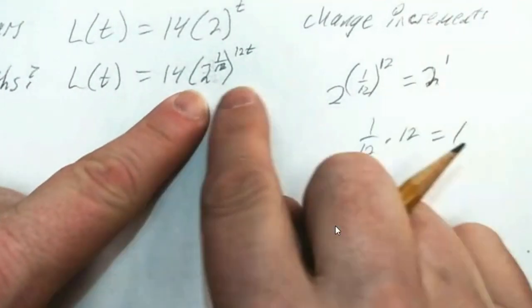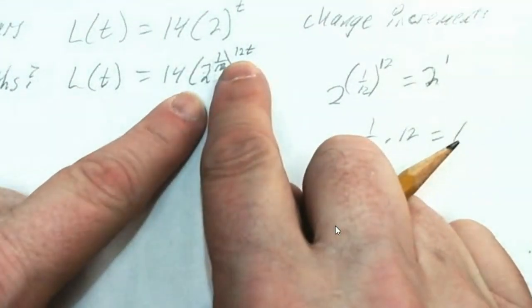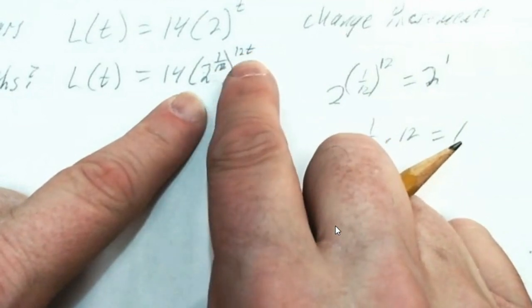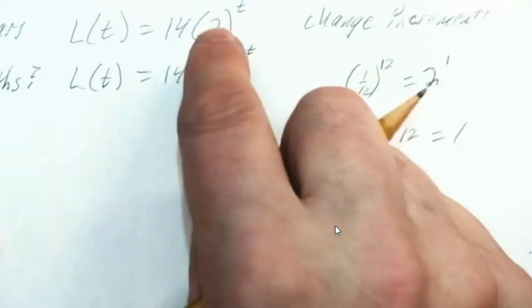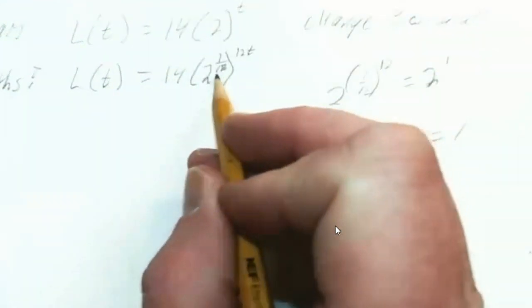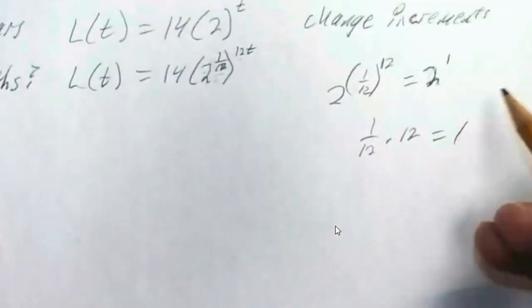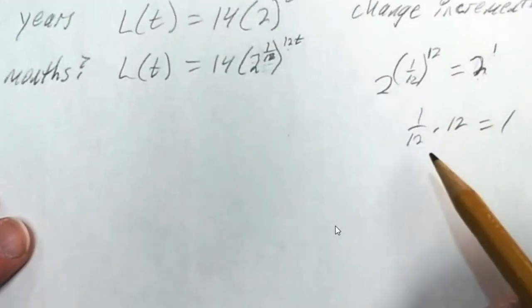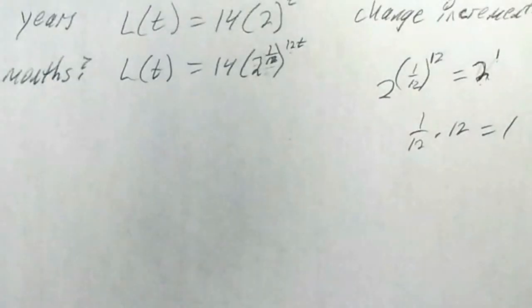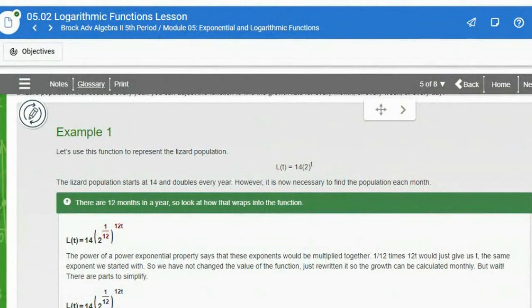By substituting 2 to the 1/12 to the 12th, and then raising that to the power of t, that makes 12t because you multiply those together. This is still the same as this, because 2 to the 1/12 to the 12th power is still just 2 to the first power. That doesn't change anything. So 2 to the 1/12, if we look back over here, is 1.059.